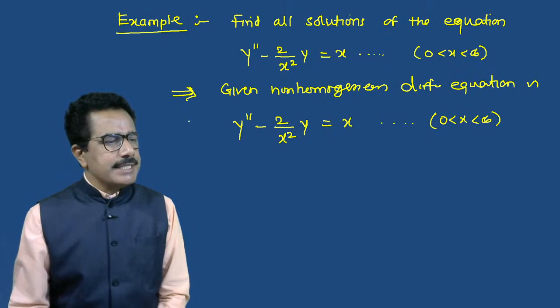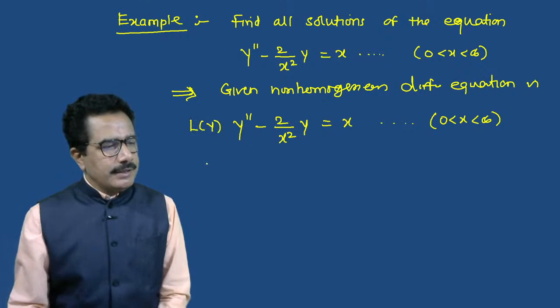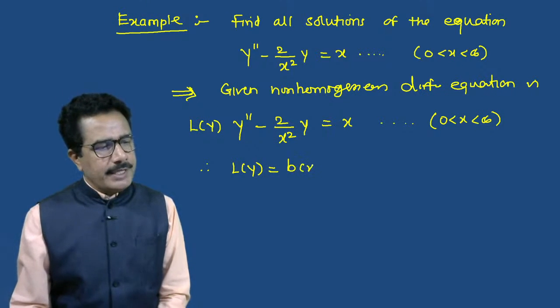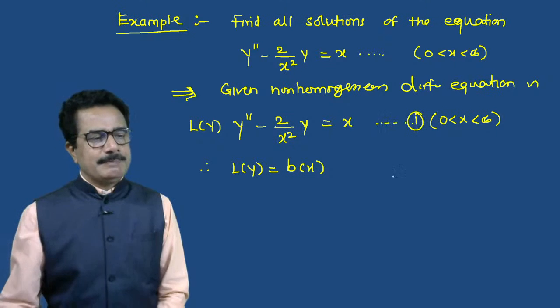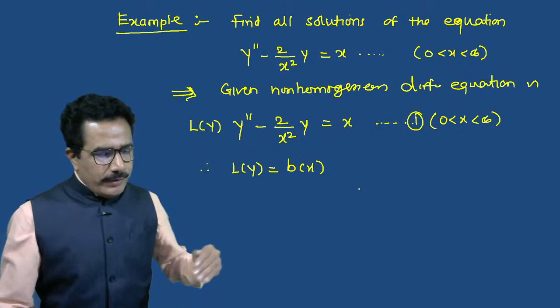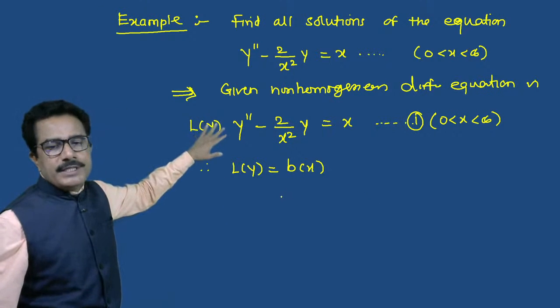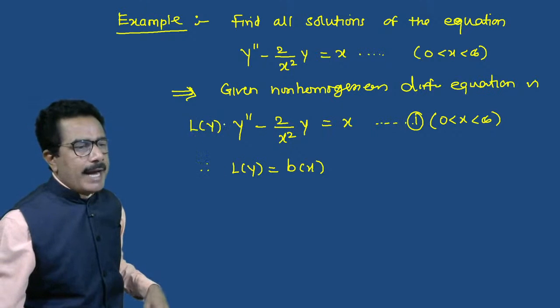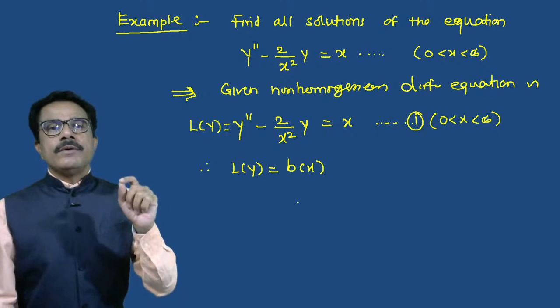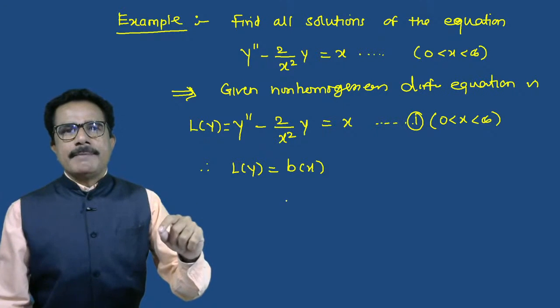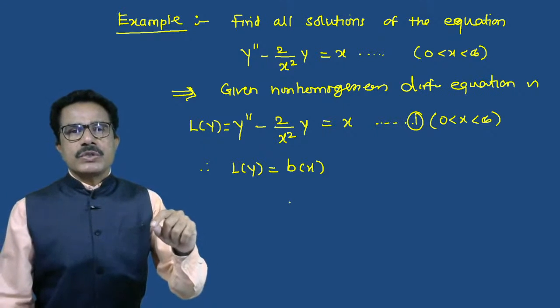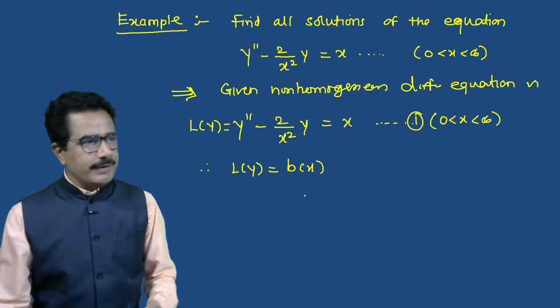This can be written as L of y. This implies that L of y which is equals to b of x. Suppose we consider this equation as a 1. Now we have to find out the solution of this differential equation in two parts. In the first part we have to solve L of y is equals to 0 and calculate complementary function.